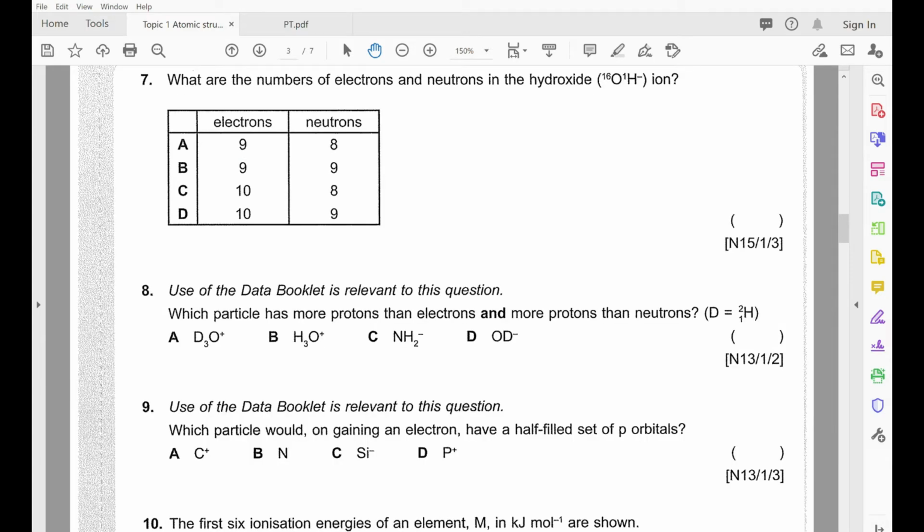Question 7. What are the numbers of electrons and neutrons in the hydroxide ion? So O 16, 8, H 1, 1 plus 1 electron, right? The number of electrons is therefore 8 plus 1 plus 1 electron, right? That gives us 10. And the number of neutrons is 8 from oxygen and 0 from hydrogen. So that's 8. Answer is C.